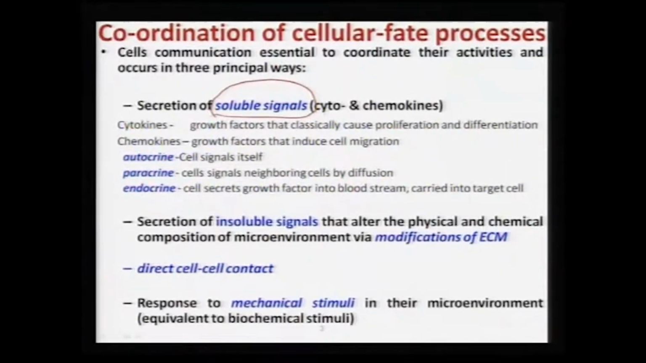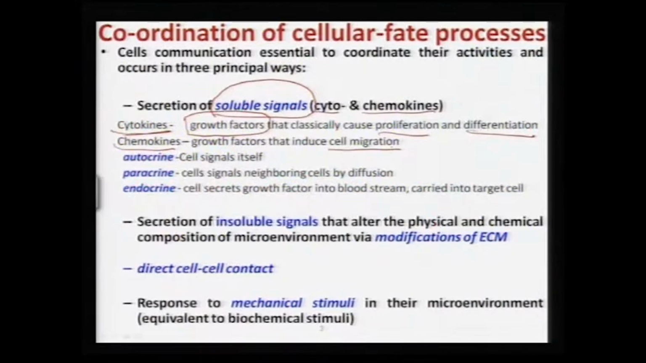So, it can be cytokines or it can be chemokines. Cytokines are actually growth factors. Now, the term growth factor needs definition. Growth factors essentially cause proliferation and differentiation. So, these are like cytokines, and chemokines means growth factors that induce cell migration. Cytokines are related to proliferation and differentiation, and chemokines are related to cell migration.